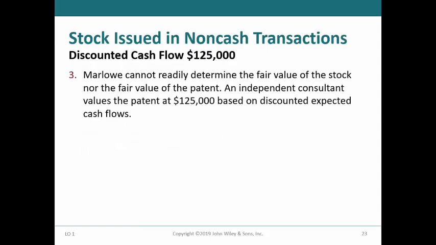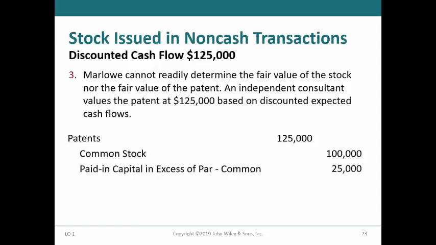Last, if there is no readily determinable fair market value for either the common stock or the patent, then Marlowe could use an independent consultant's estimate of the value of the patent, $125,000, based on the patent's discounted future cash flows. To record this entry, Marlowe would debit patents for $125,000, credit common stock for $100,000, and credit paid in capital in excess of par common for $25,000.